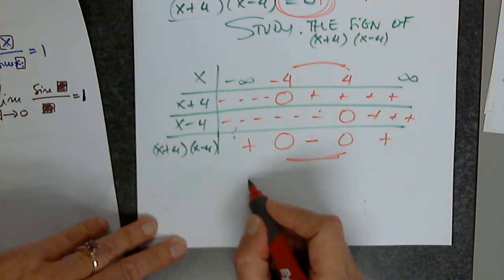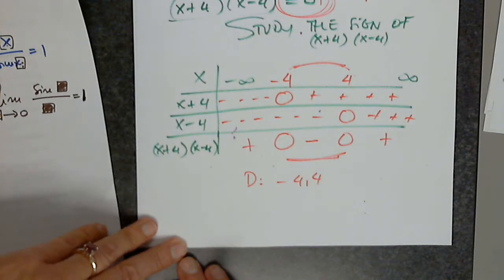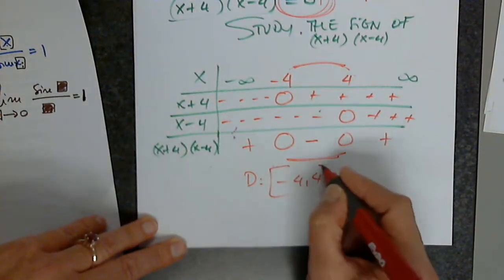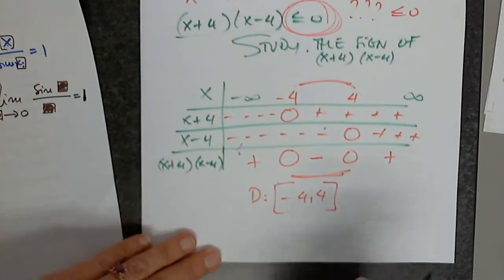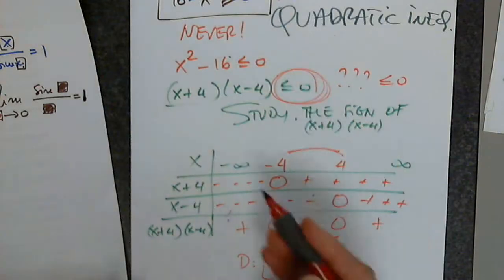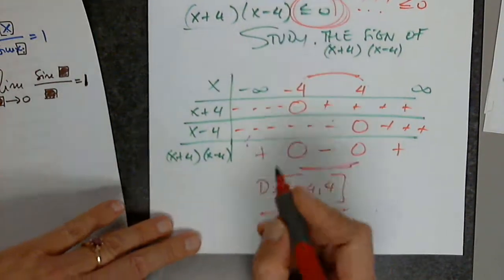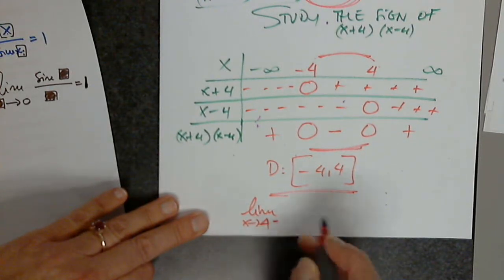Perfect. So I will say domain -4, 4. Do I close? Do I leave it open? Parentheses, brackets? What do I put? Very good. 0 is accepted. So this is the domain. After all this work, all I found is just the domain. Okay. So now I can answer this question.